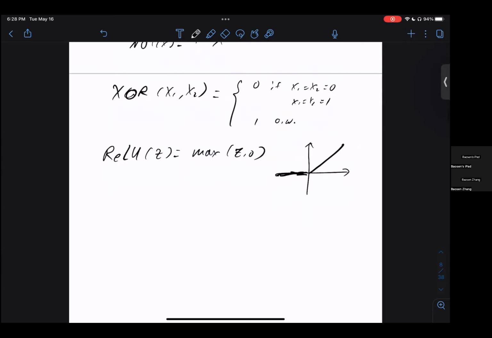You can think of XOR as two times ReLU of x1 plus x2 minus 1 there. Okay, so this is a way to write XOR. You plug in 0, everything is 0. You plug in 1, this is 2, this is 2, and this evaluates out to be 0. You plug in one of them as 1, one of them as 0, this comes out to be 1. Okay, so you can check that this function works.